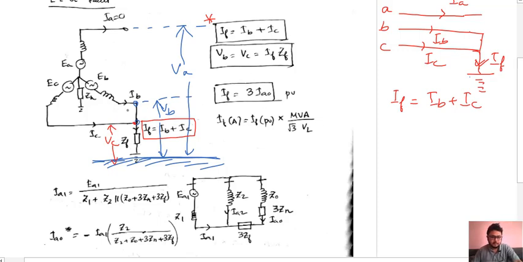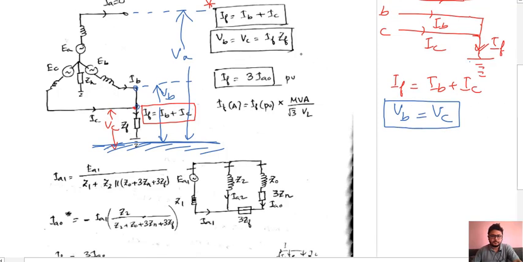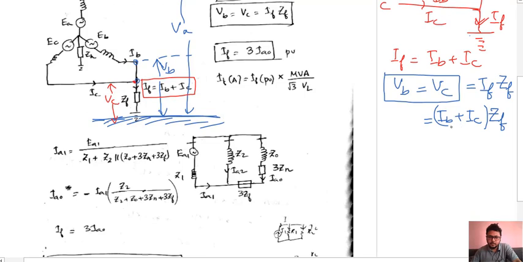So what can you write from the figure? VB equal to VC. Now VB and VC are equal to how much? What current is flowing? IF. So IF into ZF. Now what is this IF? IF means IB plus IC, into ZF. So this much current is flowing. Is it clear?